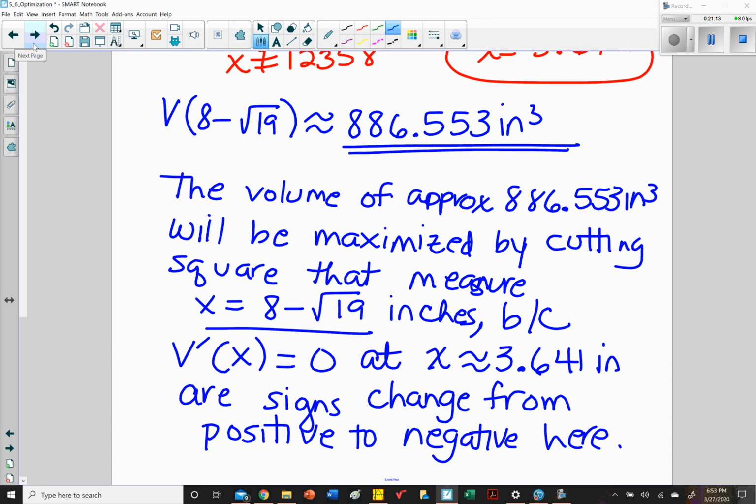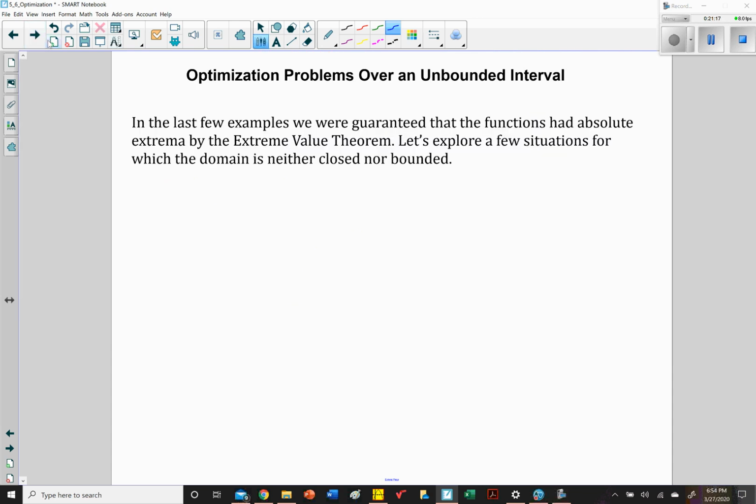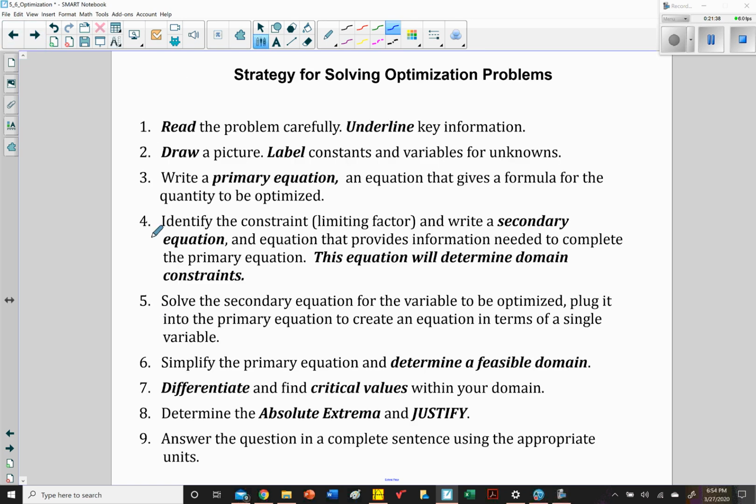Okay, what's next? Let's see. So in the last few examples, we were guaranteed that the functions had absolute extrema. And what happens if the domain is neither closed nor bounded? Here's a little 9-step strategy I'll save for you to read on your own.